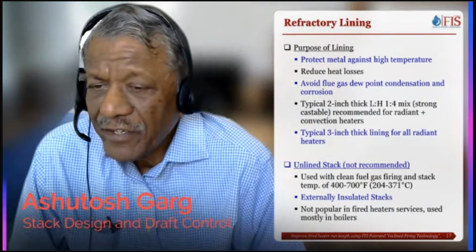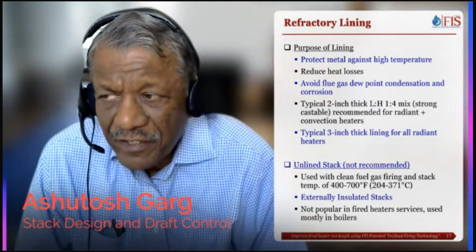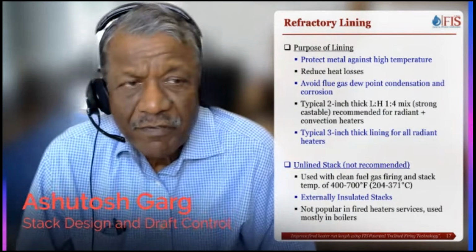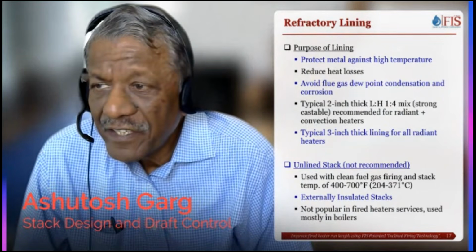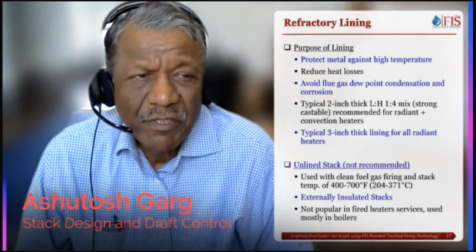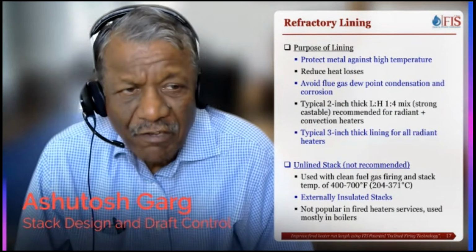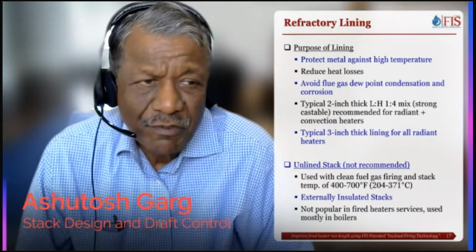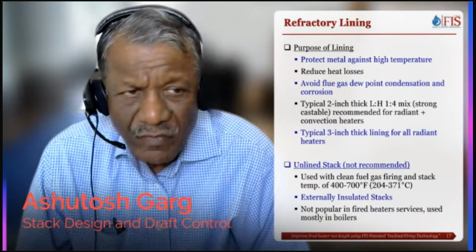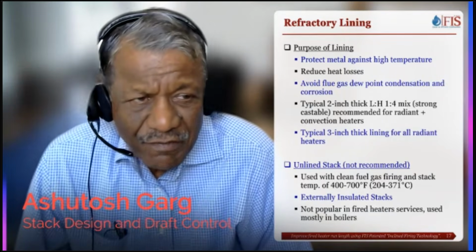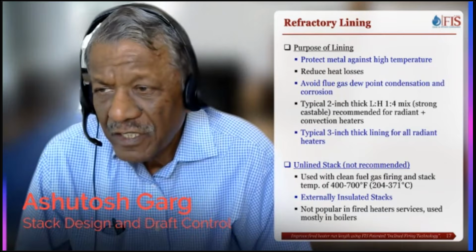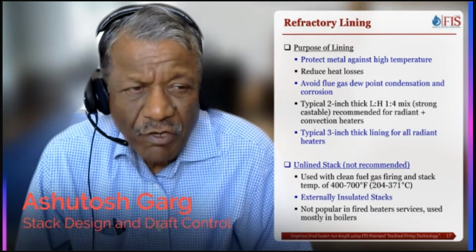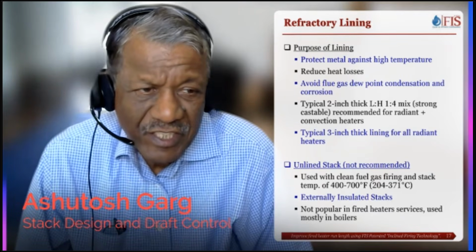In fired heaters, we normally provide refractory lining. The purpose of refractory lining is to protect the metal against high temperature. That's the most important. It also reduces heat losses and avoids flue gas dew point condensation and corrosion. For most of the heaters, we use 2-inch thick LH14 mix. And for heaters which are all radiant, you provide 3-inch thick lining.